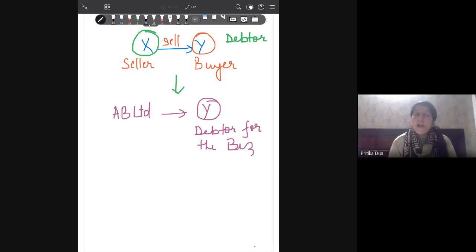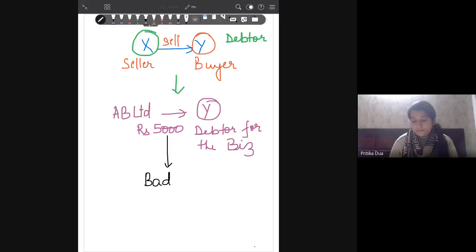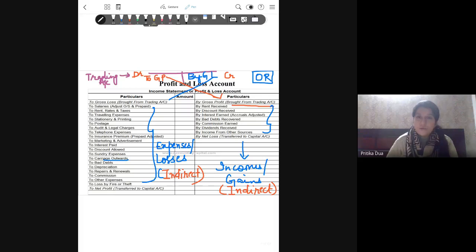Now, if at any point of time Y says that I am unable to make the payment, say this debt was of 5,000 rupees, Y ने 5,000 rupees के goods purchase करे थे और अभी उसकी पेमेंट नहीं करी थी. So if Y declares that I am unable to make the payment, then this 5,000 becomes a loss for the business. And the name used for this loss is bad debts. Okay, so bad debt is a loss, a debtor who is unable to make the payment, who is failing in making the payment due to the business. So this is a loss, hence it comes on the debit side of the P&L account.